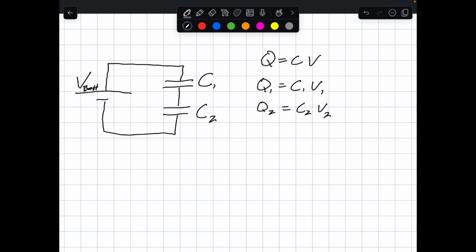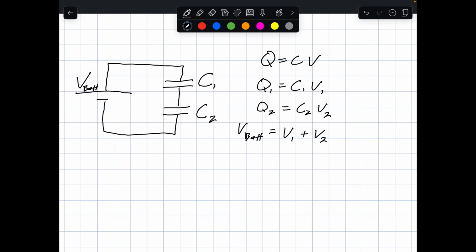Okay. And what we know is that the voltages have to add up. So VBAT, the total voltage, gets distributed between the two capacitors. And so VBAT, this is by the loop rule, the voltage of the battery has to be equal to the voltage on capacitor 1 plus the voltage on capacitor 2.